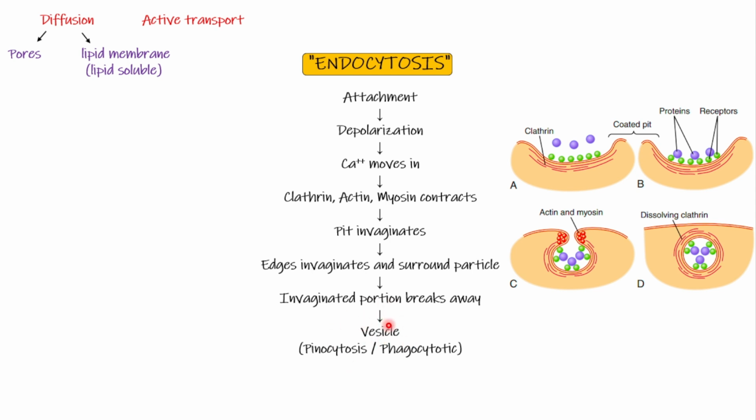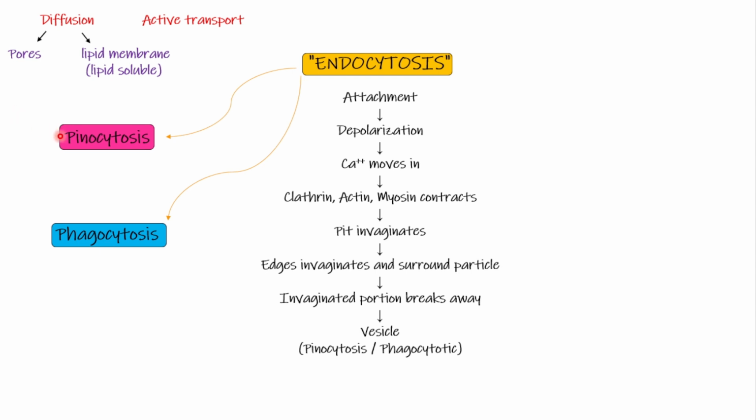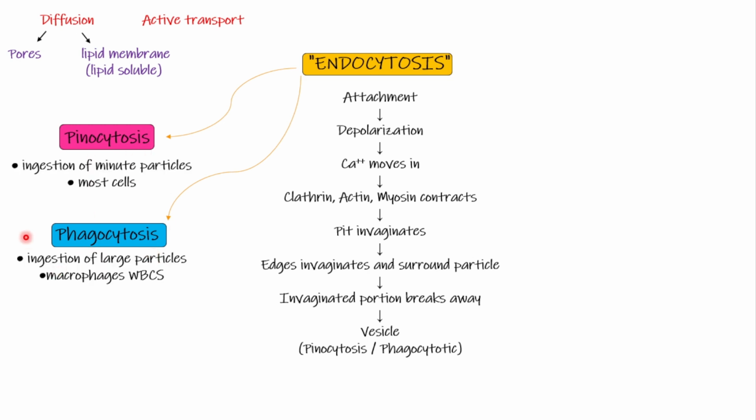Now, endocytosis is of two types: pinocytosis and phagocytosis. What is the difference between them? The ingestion of minute particles is pinocytosis, whereas the ingestion of large particles is phagocytosis. So minute particle ingestion is pinocytosis and large particle ingestion is phagocytosis.